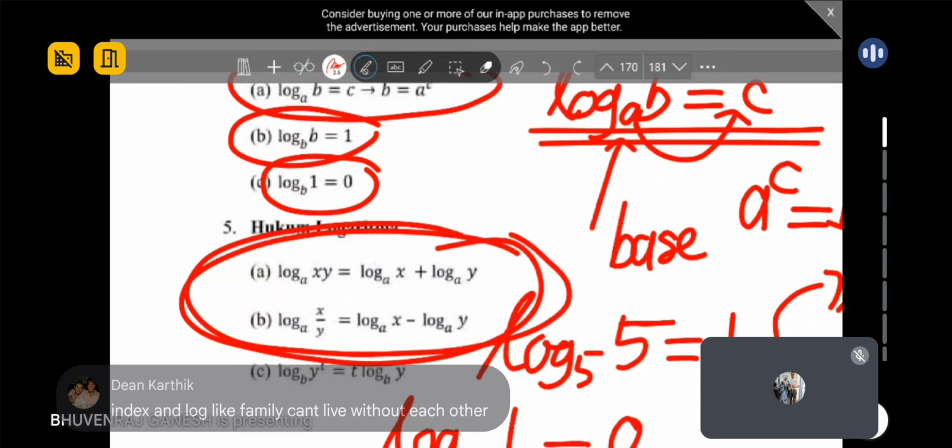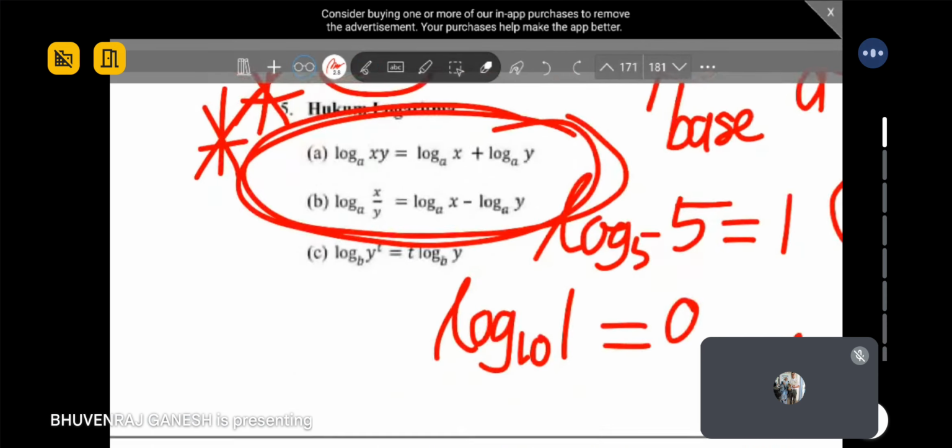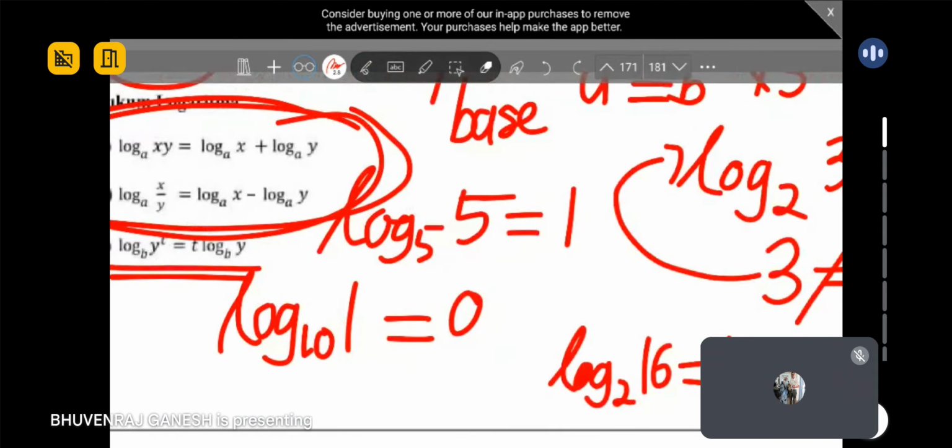This one is very important, guys. You always use this formula. Every single question related to log, pasti kamu akan guna salah satu daripada ni. At least one. Yes, index and log are like family, correct? Both of them are related. So this one is another important rule. Okay, example, guys. Wait, I will use this one to explain to you.